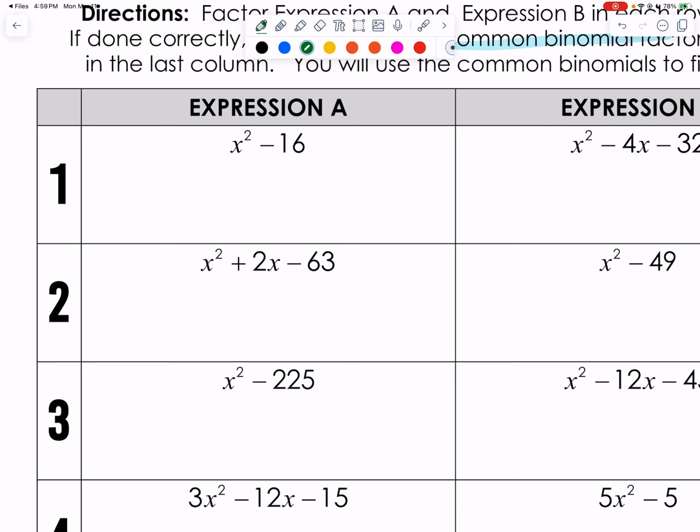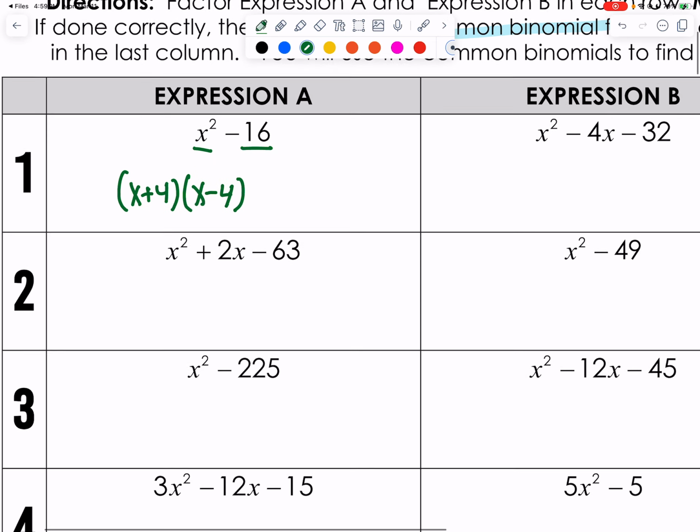Okay, notice that you have two terms for number 1. You have an x squared and you have a minus 16. This might lead you to think, hey, this is the differences of two squares. The square root of x squared is an x. The square root of 16 is 4. So you have x plus 4 and x minus 4.